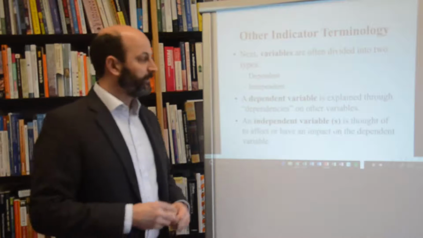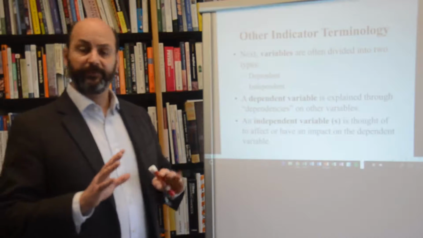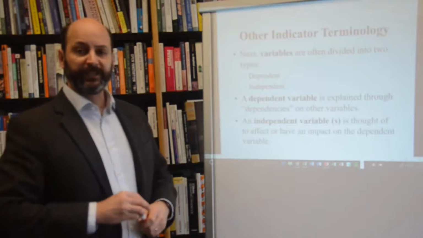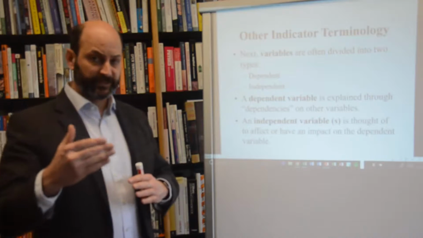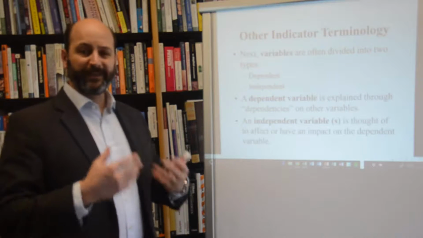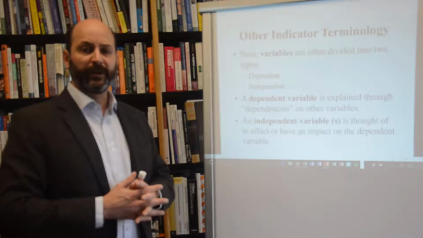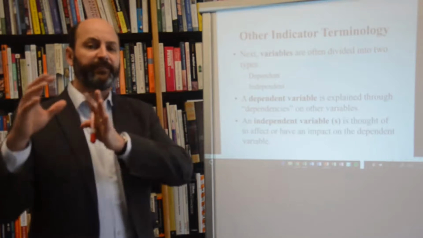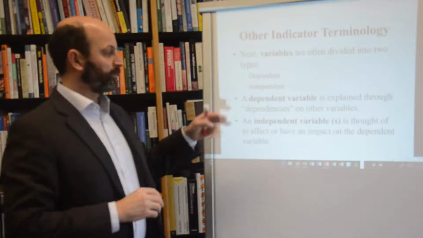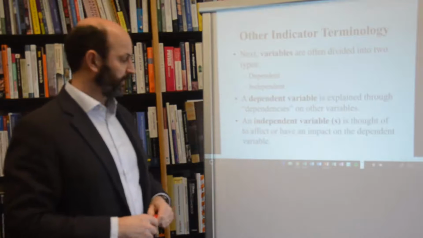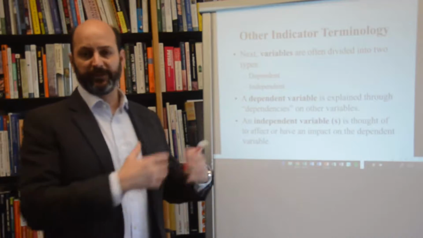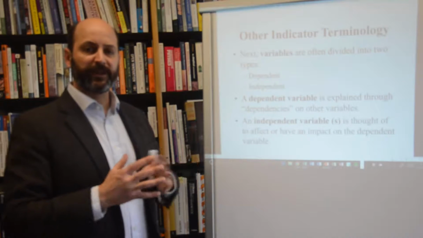Okay, so variables are often divided into two types. We have dependent variables typically, and we have independent variables. Especially in analytics, and then as we move into statistics, this becomes really important. A dependent variable is explained through dependencies on other variables. All right, so productivity is dependent on these other variables would be an example of how we could describe productivity as a dependent variable. An independent variable is thought to affect or have an impact on the dependent variable. So there has to be some kind of relationship there.